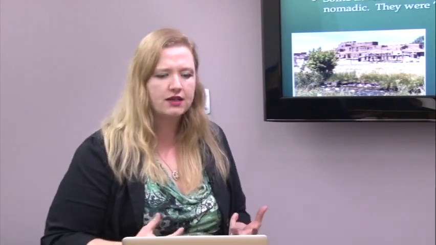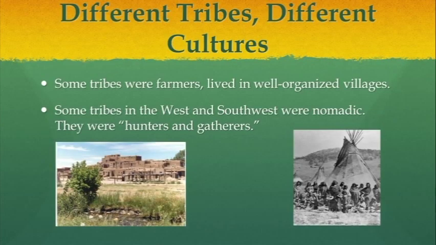So let's talk a little bit more about the different cultures that these tribes had. There were some tribes who were farmers. They farmed the land, they planted things, they grew vegetables, they also hunted, and they lived in very well-organized villages with political systems. And you can see here an example of some of the housing that some of these Native Americans had in this picture on the left. This is called a pueblo. And this is what some of the Native Americans down in the southwestern United States lived in. It looks kind of like today's apartment buildings. People who lived in houses like this didn't move around. They stayed and they farmed the land.